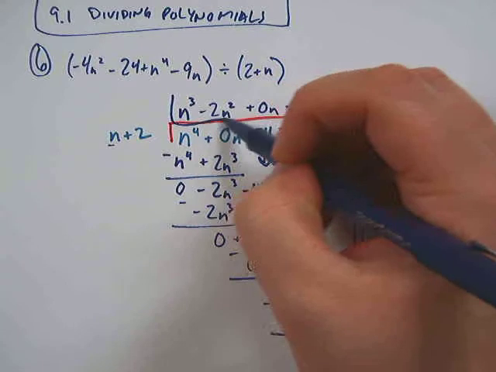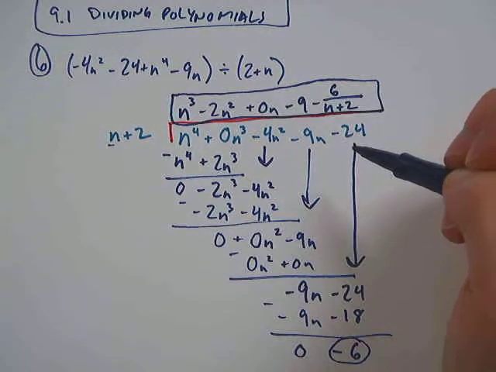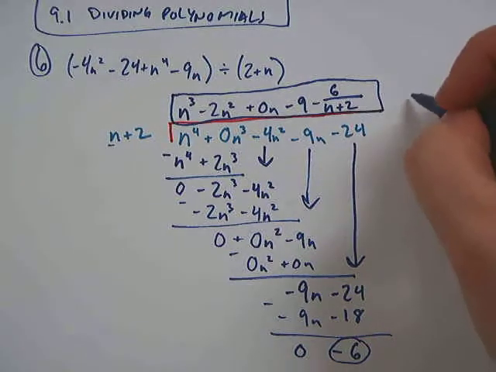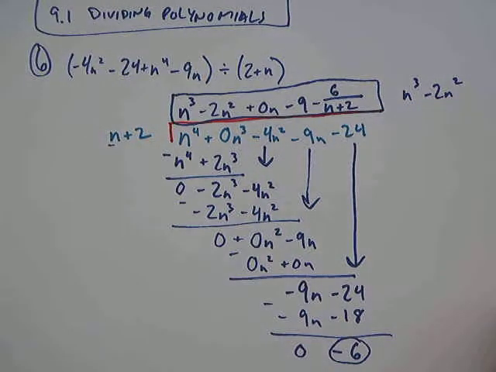So our final answer, after all that work, is going to look like this. We'll have n cubed minus 2n squared. And then we have the 0n that we can leave out if we want to, or we can keep it. Then -9 minus 6 over n plus 2 would be the cleaned up way to write it.